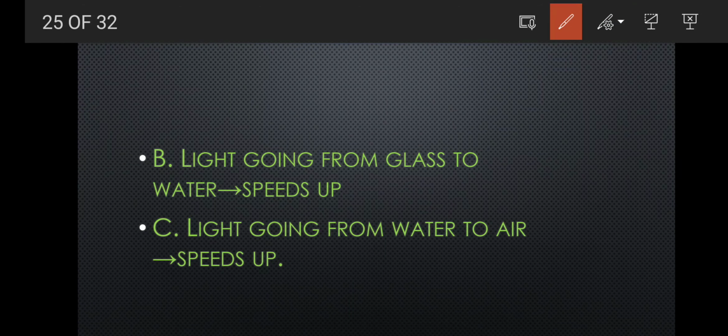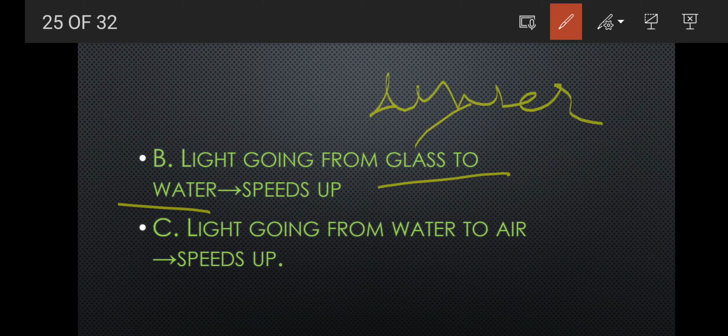Light going from glass to water. तो glass to water की अगर बात करें तो glass जो है वो क्या है? Denser है ना? ग्लास जो है वो डेंसर है एज कम्पेयर टू वाटर. सो जब ग्लास से वाटर में जाएगा तो स्पीड विल इंक्रीज. सो आंसर विल बी व्हाट? स्पीड्स अप.